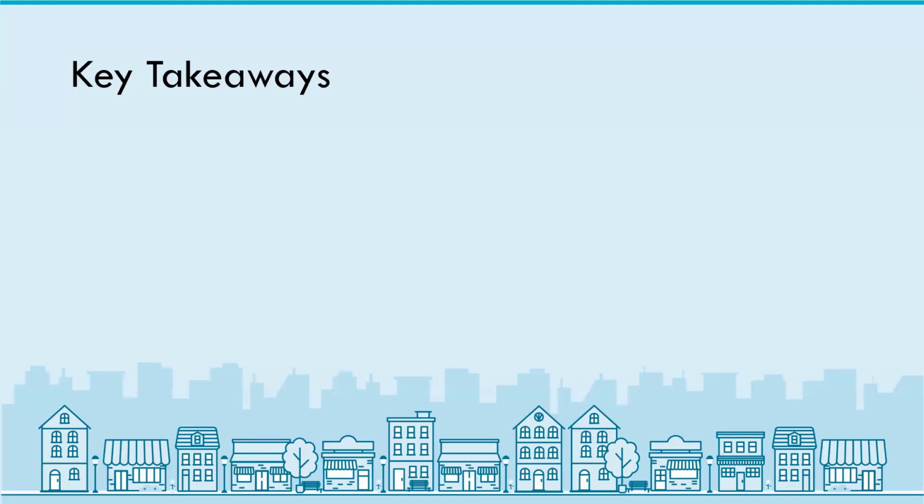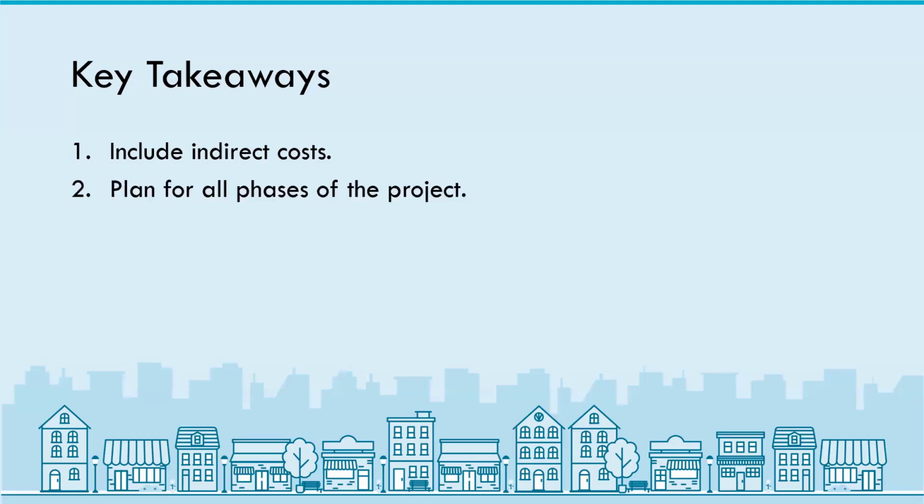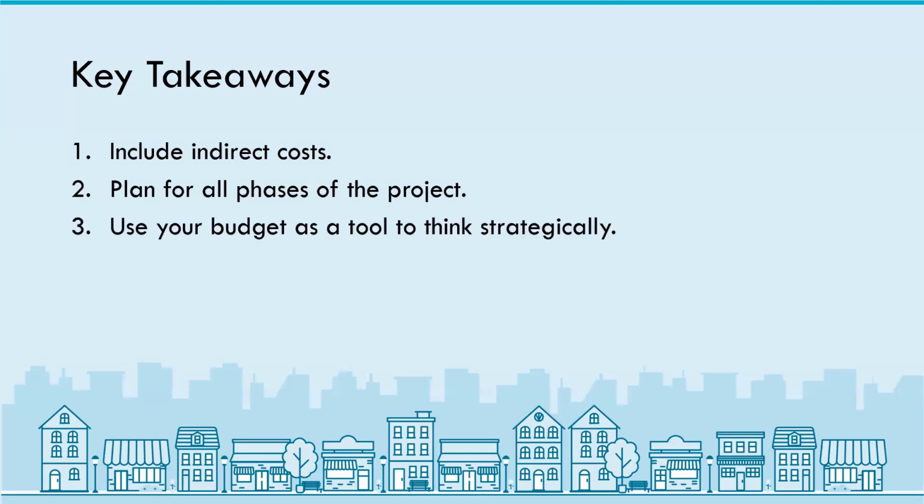So to wrap it up, here are four key takeaways. One, include indirect costs like admin, software, and overhead. Two, plan for all phases. Don't just think about launch costs. Three, let your budget shape your strategies. Four, be realistic. Get real quotes and add a buffer for unexpected expenses.